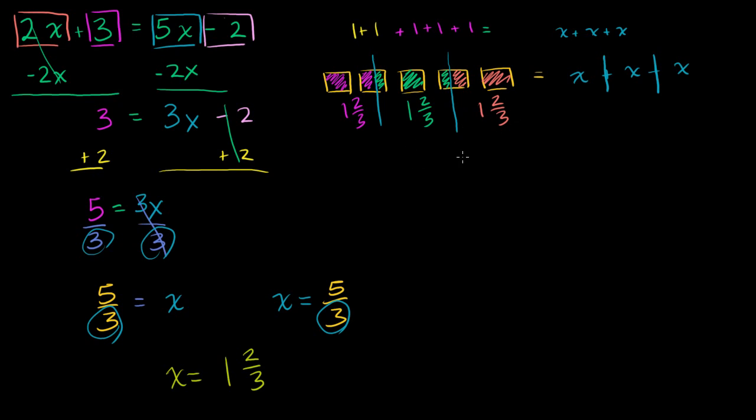So when you divide both sides by 3, you get 1 and 2/3. Each section, each bucket is 1 and 2/3 on the left-hand side. Or 5/3. And on the right-hand side, we just have an x. So it still works. A little bit harder to visualize with fractions.